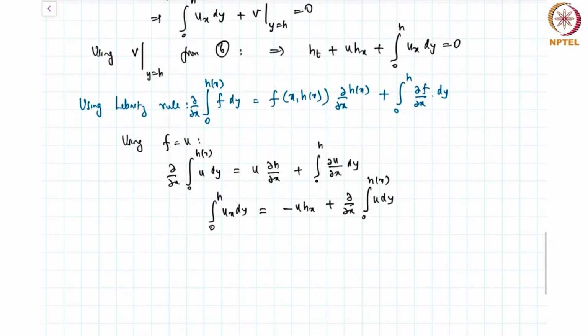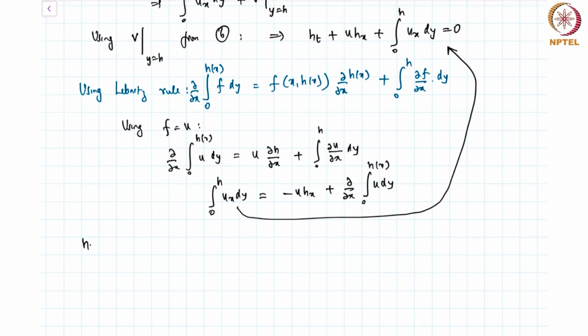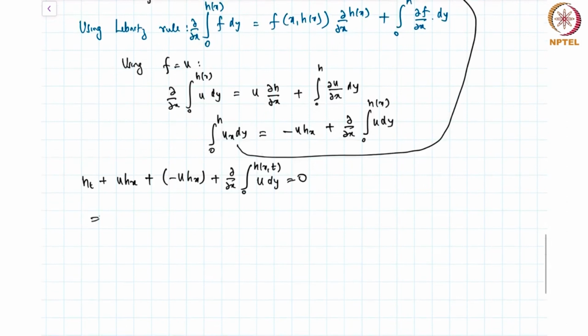If I substitute this quantity into the final equation that we had earlier, we simply get ht plus uhx minus uhx plus del by del x of the integral from 0 to h of x of u dy. This h of x is actually h of x comma t, by the way. I simply get an equation as follows: ht plus del by del x of the integral from 0 to h of x of u dy is equal to 0.